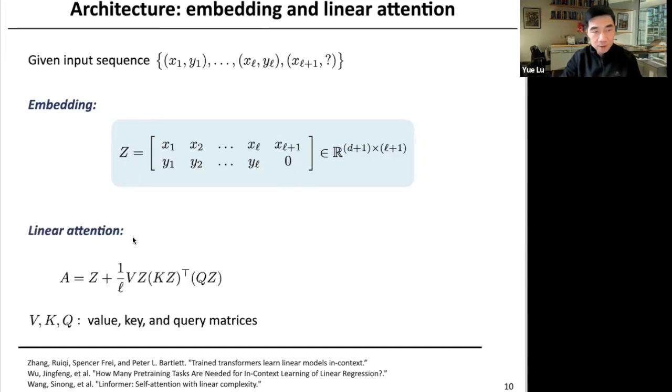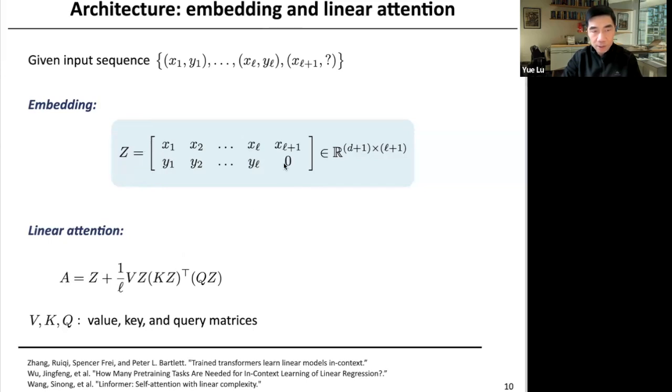And then the particular architecture that we consider is a linear attention mechanism. So here, given the input Z, we're going to apply this linear attention where K and Q are the key and query matrices, and V is the value matrix. And then there's also a skip connection, Z plus the matrix produced by the linear attention. And then A is the final output. I just want to comment that A has the same dimension as Z. So the input is a matrix and the output is a matrix A of the same dimension.